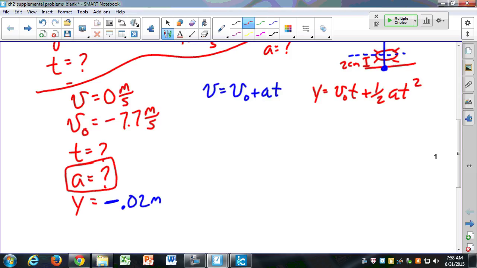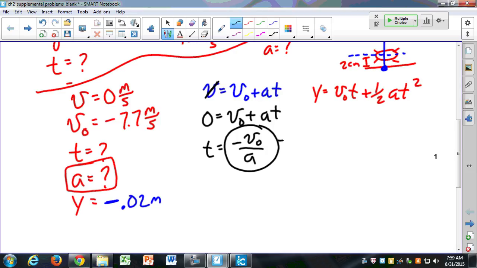You can do this different ways, but I'm going to take this first equation and express t in terms of a. Let's clean it up a little, because I know this is equal to 0. So 0 is equal to v naught plus at, and then t is equal to negative v naught over a. I'm going to substitute this here and here, and then I can solve that equation for v naught.